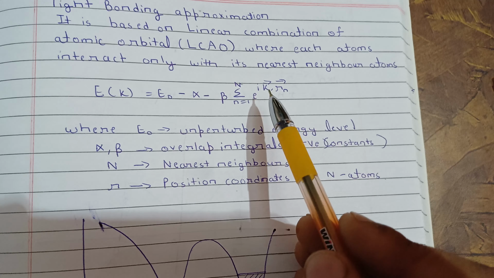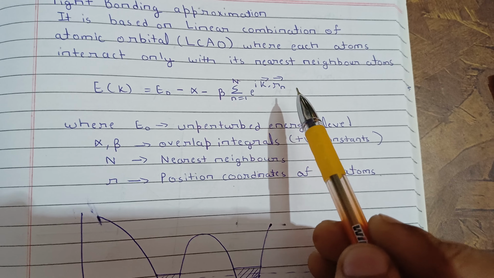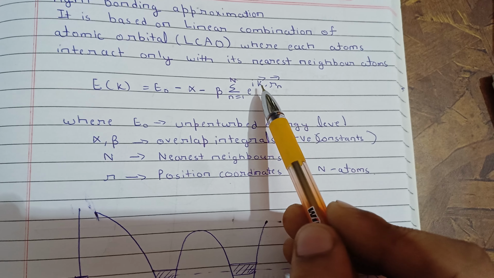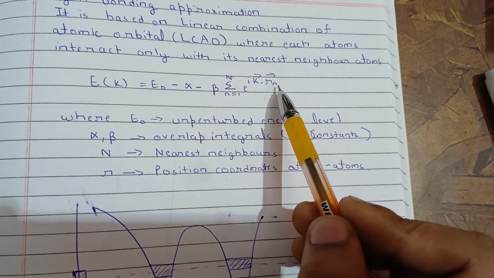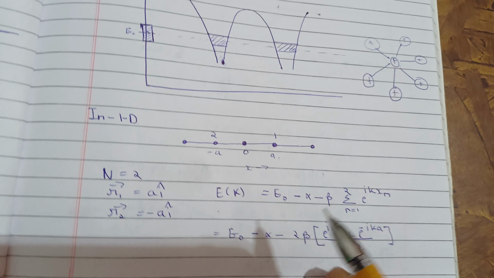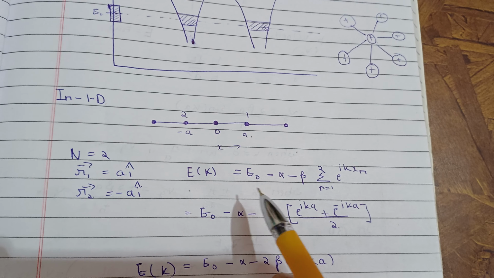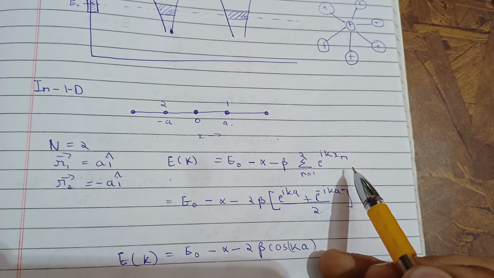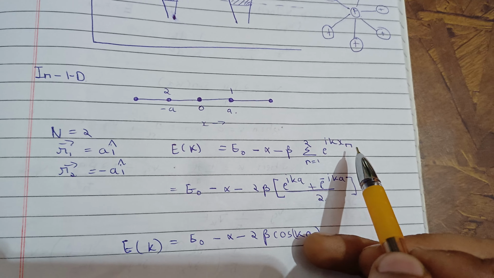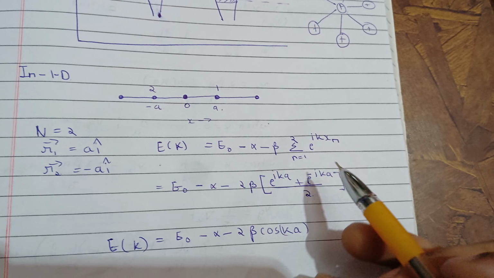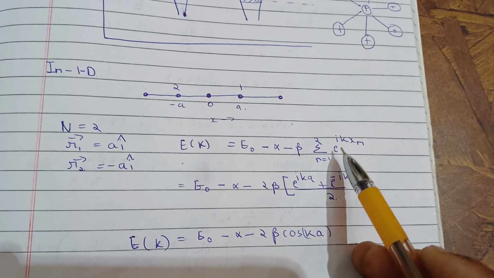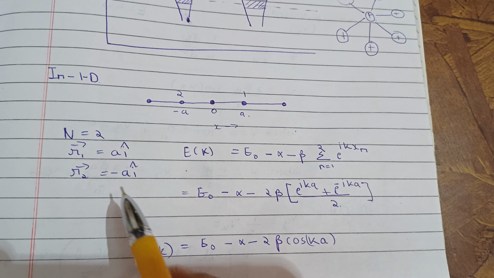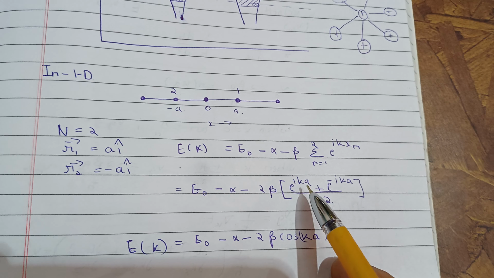Here k is nothing but kx i cap plus ky j cap. So for one dimension we will only have the x component. So kx we will write as k only, and here it is x. So for one dimension it will be E naught minus alpha minus beta summation n equal to 1 to 2 of e to the power i k x n. Now here n goes from 1 to 2, as there are only two nearest atoms, so it will be e to the power i k x. For 1 it will be a, and for 2 it will be minus a. So after summation we will get this equation.